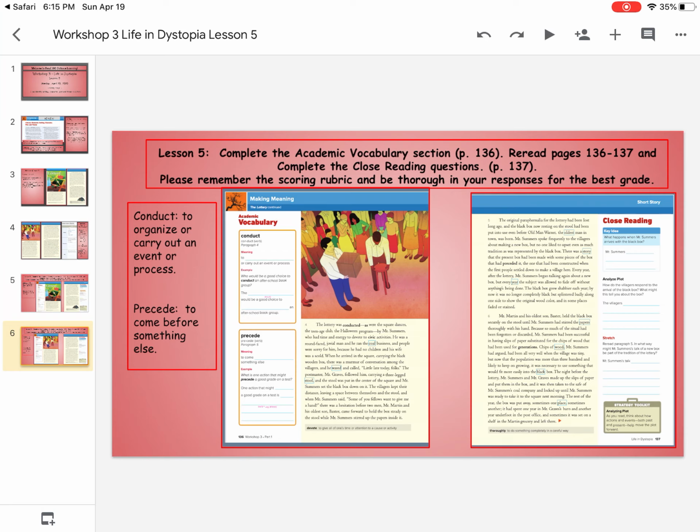And the last thing you have to do on page 137, the directions say, reread paragraph 5. In what way might Mr. Summers's talk of a new box be part of the tradition of the lottery? That I'm going to have you do on your own. You'll have to go back and reread paragraph 5 and then answer the Stretch section.